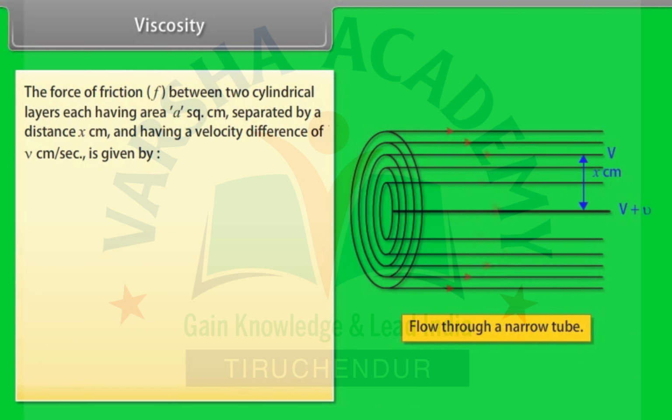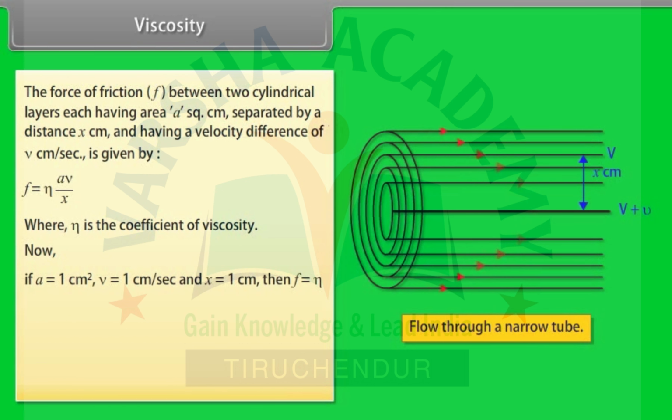The force of friction F between two cylindrical layers, each having area A square centimeter separated by a distance x centimeter and having a velocity difference of nu centimeter per second, is given by F is equal to eta A nu by x, where eta is the coefficient of viscosity. Now, if A is equal to 1 centimeter square, nu is equal to 1 centimeter per second and x is equal to 1 centimeter, then F is equal to eta.